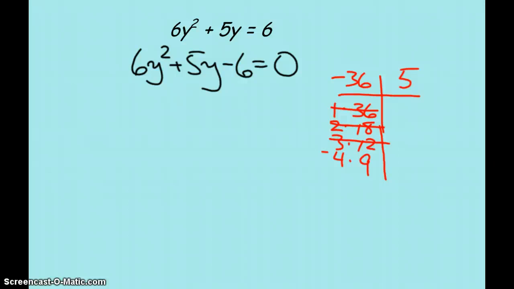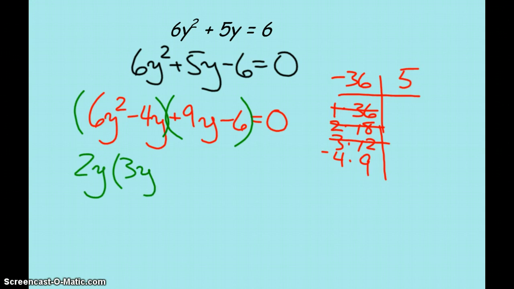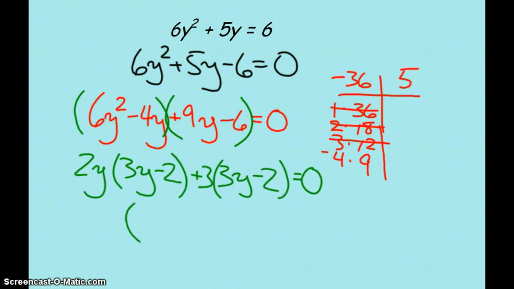So 6y squared plus 5y minus 6 is going to be transformed into 6y squared minus 4y plus 9y minus 6 equals 0. So we do that so that we can go ahead and group them up, right? Grouping the first two, GCF 2y times 3y minus 2. Second one, we're looking at it, plus 3 is coming out. Look out, and we're left with 3y minus 2 equal to 0. 3y minus 2, common there, so we can factor the 3y minus 2 out, and write what's left, 2y plus 3.